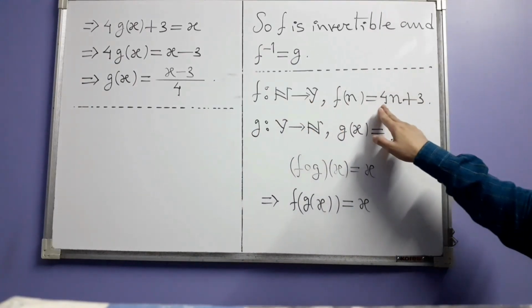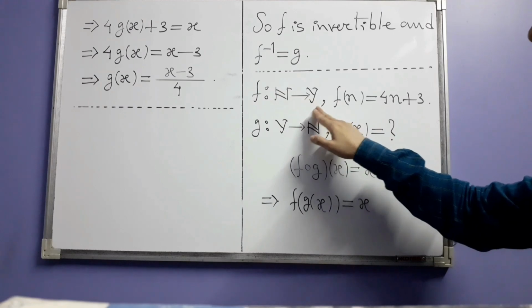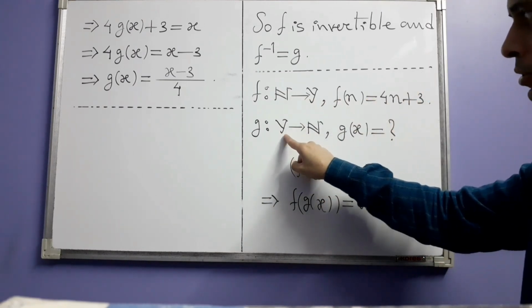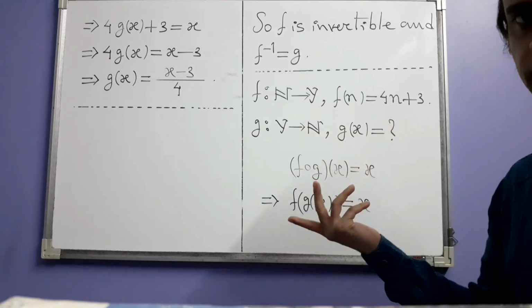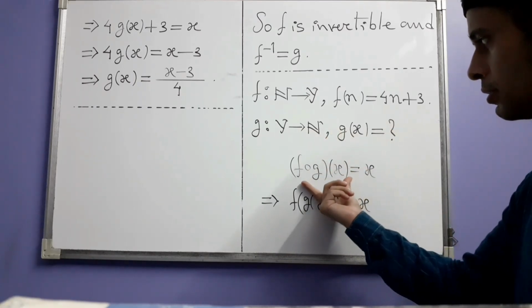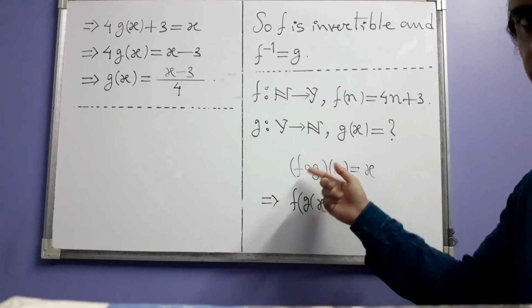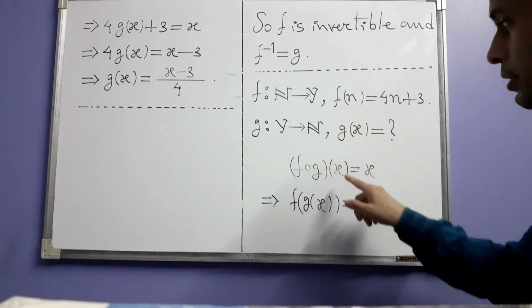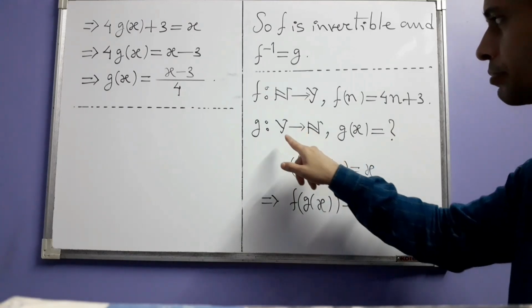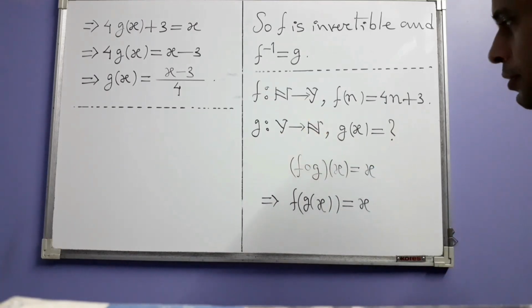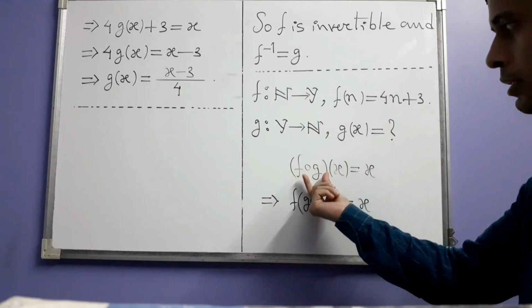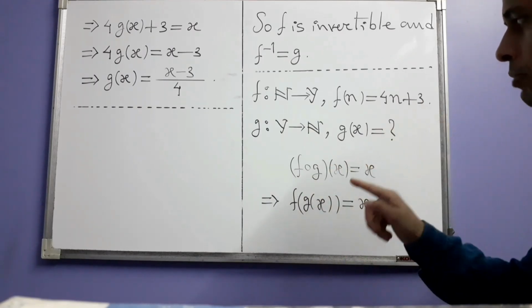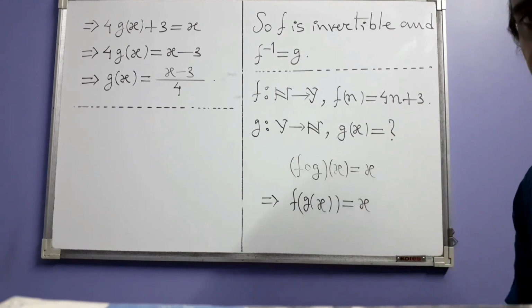Your f is given to be this function, f maps N into Y, and f of small n is 4n plus 3. g is supposed to map Y into N, but what is g of x? To find g of x, you can use this relation. f composition g of x should be equal to x, and this x of course is coming from Y, and this f composition g, if such a g exists, should be the identity map on Y, and that is why this thing should happen.